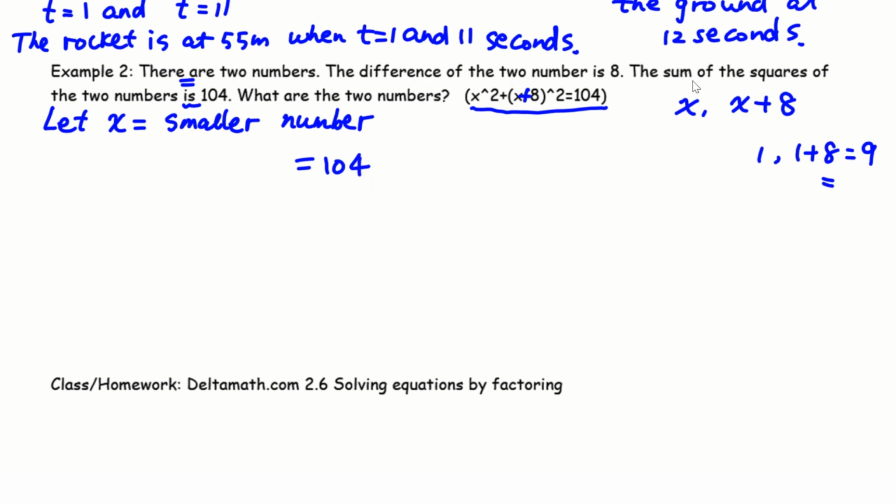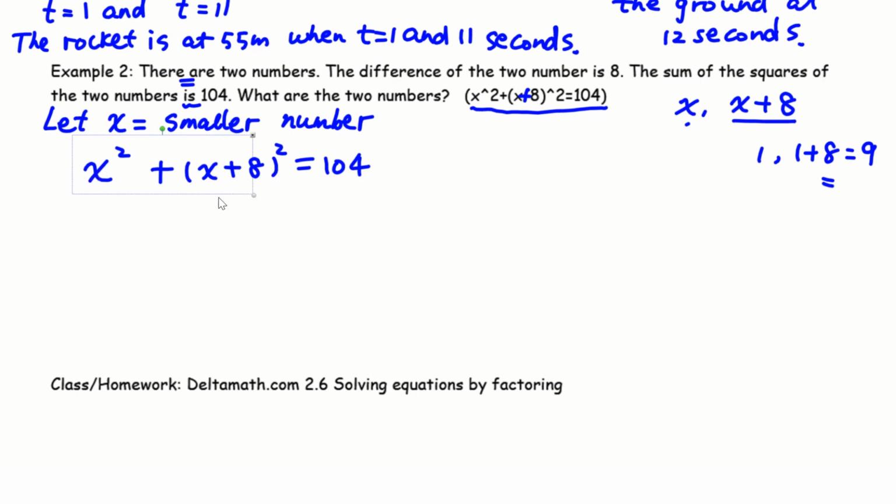So the sum of the squares, sum means plus, squares of two numbers. So you have one number, this is another number, so squares means x squared and (x plus 8) squared. Okay, then we are going to solve this equation.